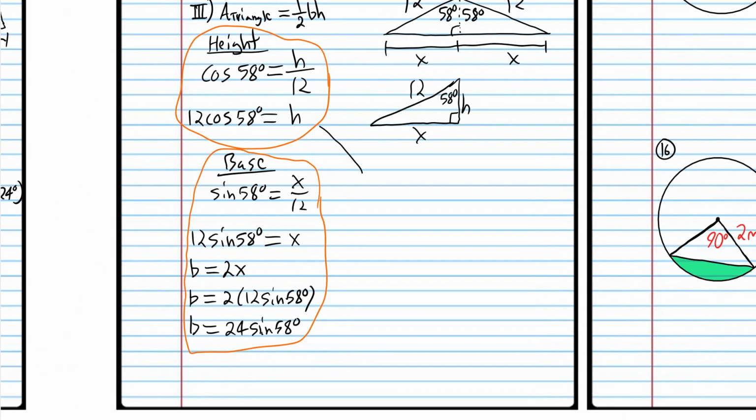So now we're going to combine that information. The area of the triangle is equal to 1/2 times the base times the height. So for the area of the triangle, we do 0.5 times 24 times sine 58 degrees, then times 12, then times cosine 58 degrees, equals.